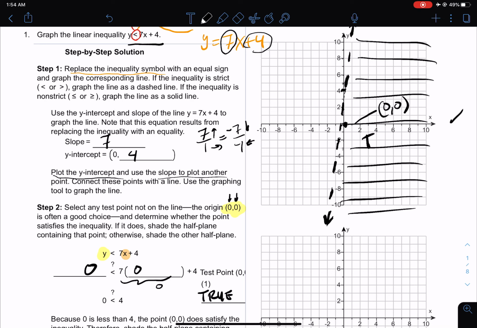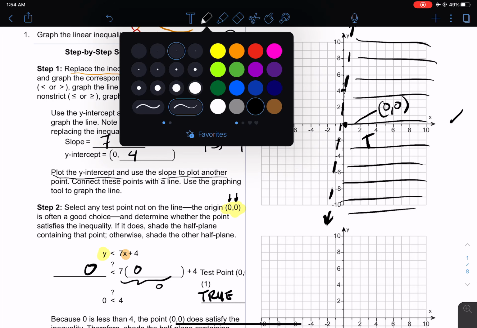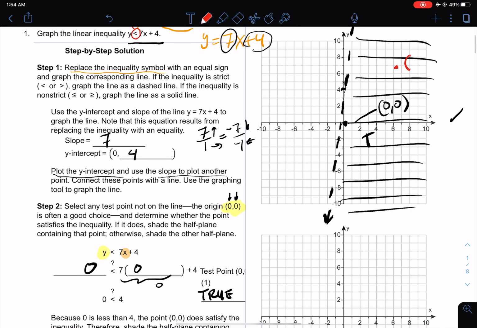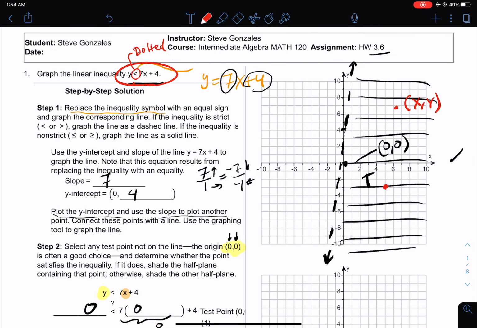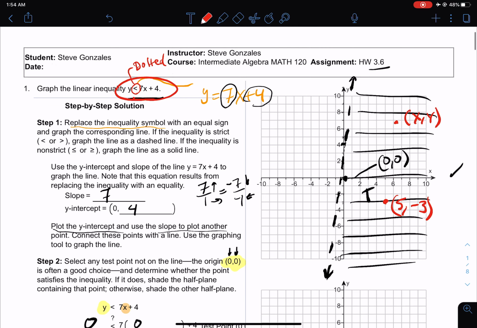Now, what does that mean? That means that any point X, Y, let's just say I've got this point right here, that makes this original inequality true will be on the shaded side. Once again, if I grab this point and test it, what point is this? This is 5, negative 3. If I put in a 5 for X and a negative 3 for Y, that will be a true statement. And also, I'll use another color. What if I put in a point over here, X, Y? It will be false. Any point over here will give us a false statement. It won't be true when we put it into our original inequality.